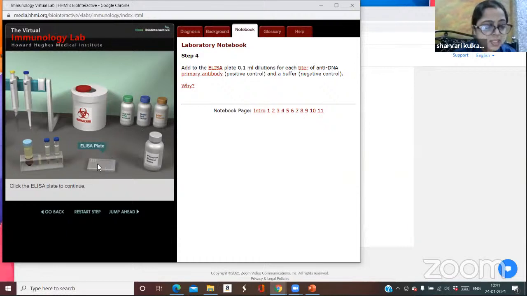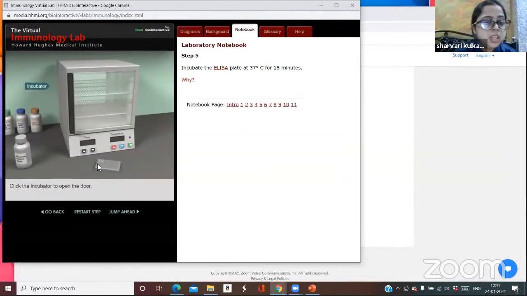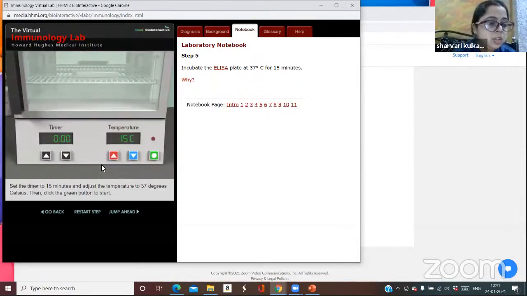Now we will click on Eliza plate. It will take us to the incubator. Incubation is very, very important step again. You have to incubate the Eliza plate for 37° and 15 minutes because 37 resembles body temperature and 15 minutes is the time to complete the reaction. So our Eliza plate has been put in the incubator.